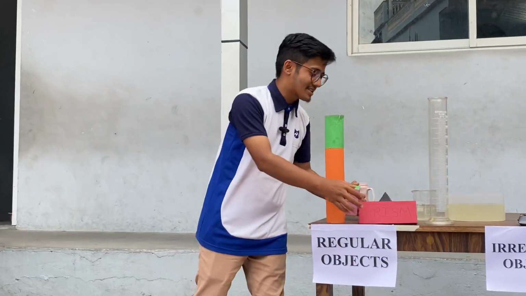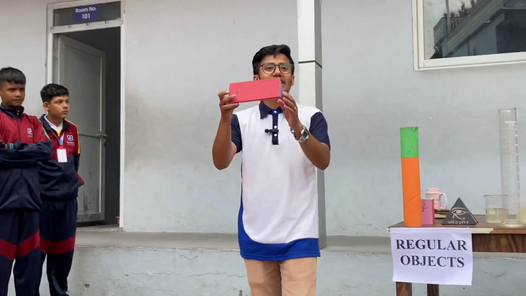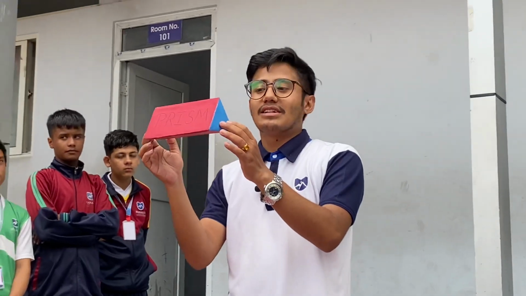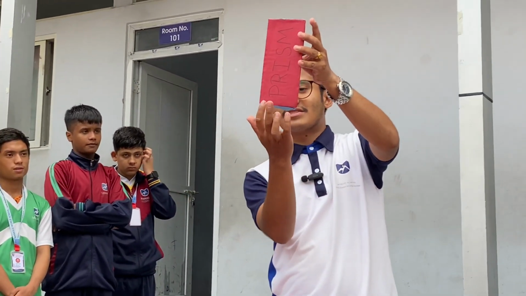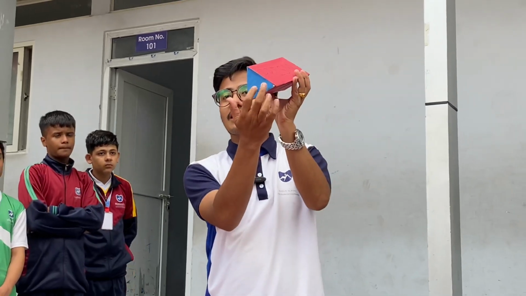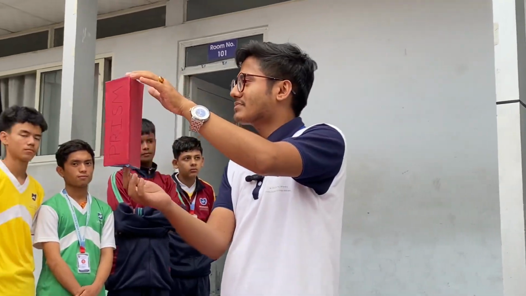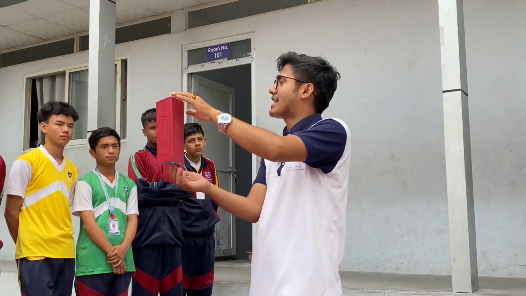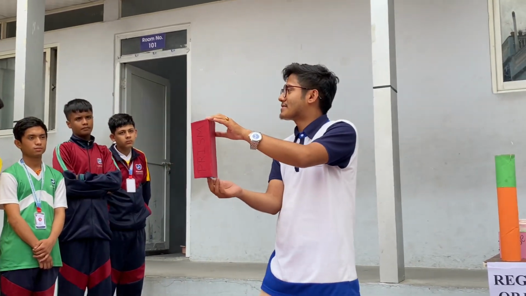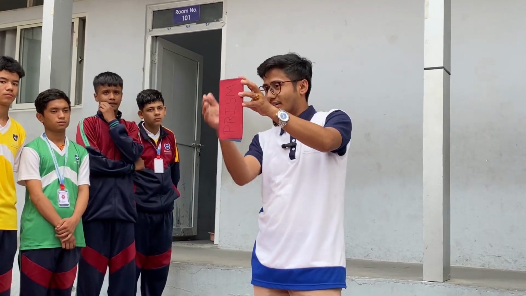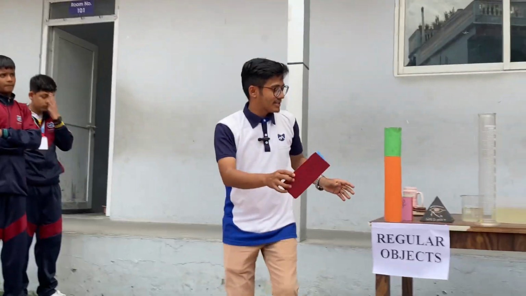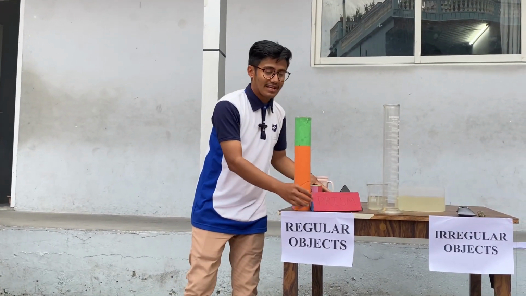And the next one, you can see this is a prism. Look at here, this is a triangular base prism because the base of this prism is triangular in shape. To calculate the volume of this triangular base prism also we have a specific formula, that is area of triangle, area of base into height. So this is all about the examples of some regular objects.